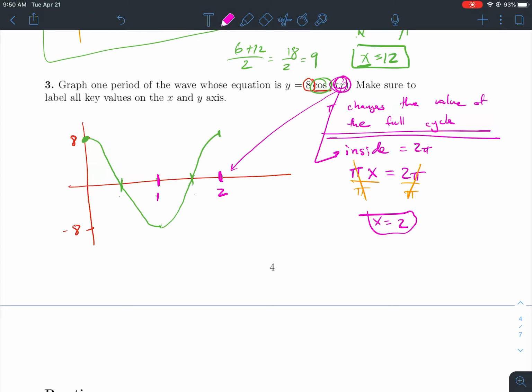Halfway in between those is 1. Halfway in between 0 and 1 is 1/2. And then halfway in between 1 and 2, you could do an average there. 1 plus 2 over 2 is 3 over 2, which you could write as a decimal, but there's no real nice way to write that. So 3 over 2. And we've got our graph graphed.